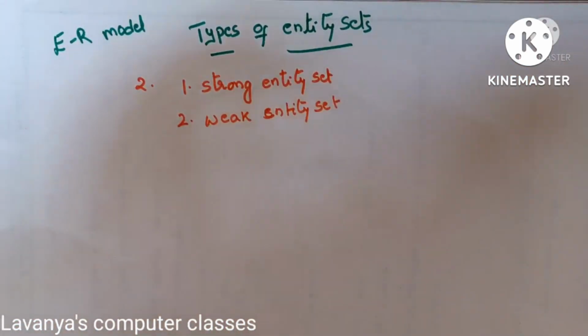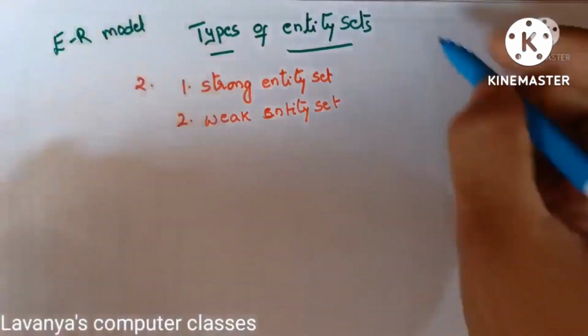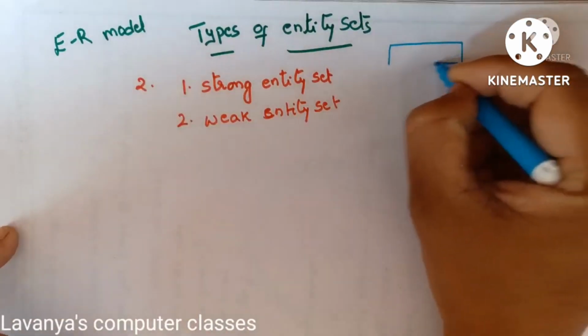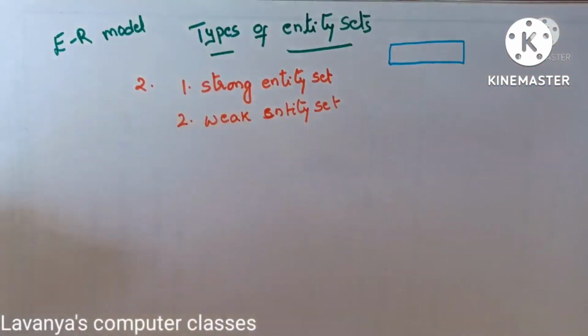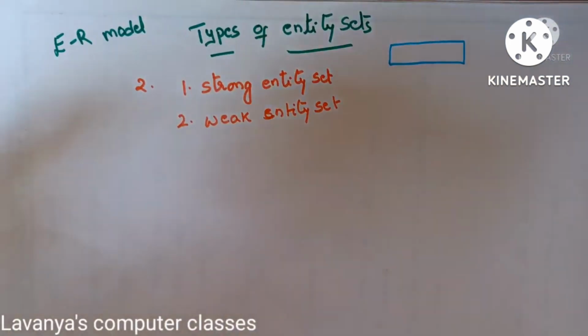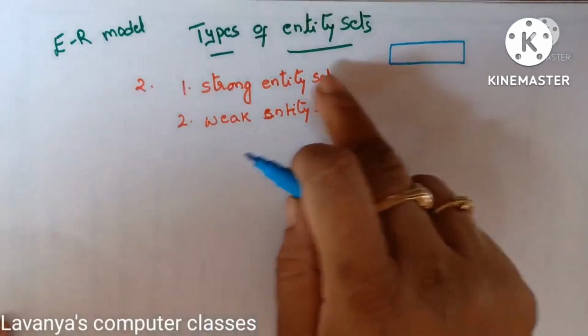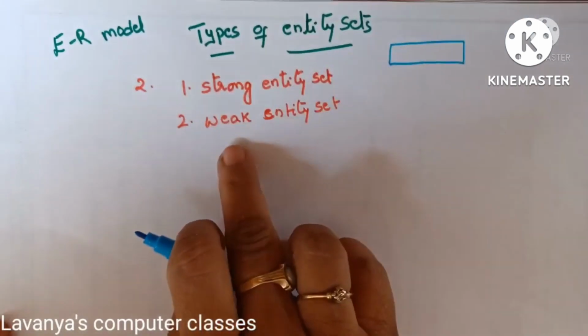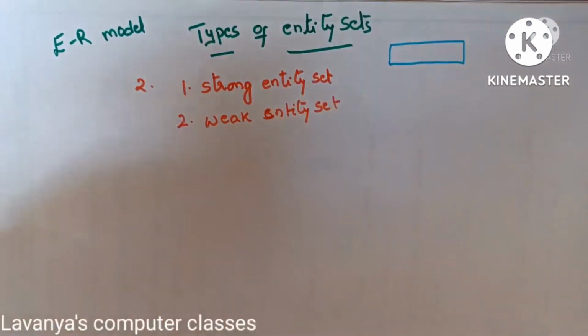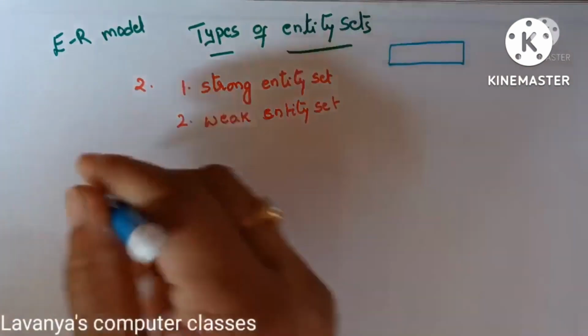Which symbol is used for representing an entity set? Already we know that it is the rectangle. A rectangle box is used for representing an entity set. So how many types of entity sets do we have? We have two types: one is the strong entity set, the second one is the weak entity set. Now we go for what is the strong entity set.